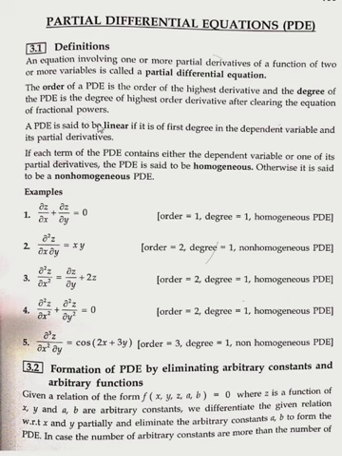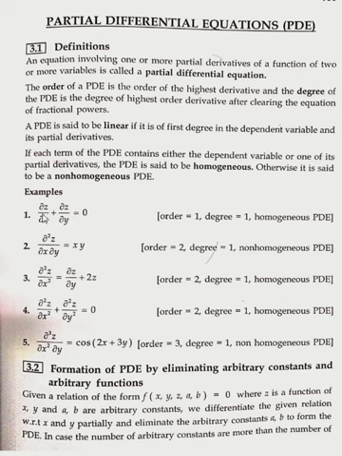Next, a PDE is said to be linear if it is of first degree in the dependent variable and its partial derivatives. Here, for example, z is the dependent variable. What is the degree of z? That is first degree. What is the degree of the partial derivative? That is also first degree. Therefore, the degree of the dependent variable is 1 and the degree of the partial derivative is also 1. Therefore, it is called linear.